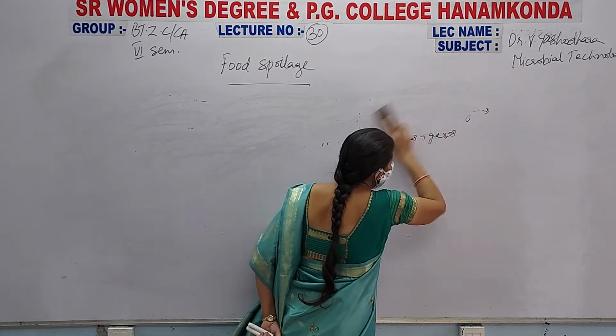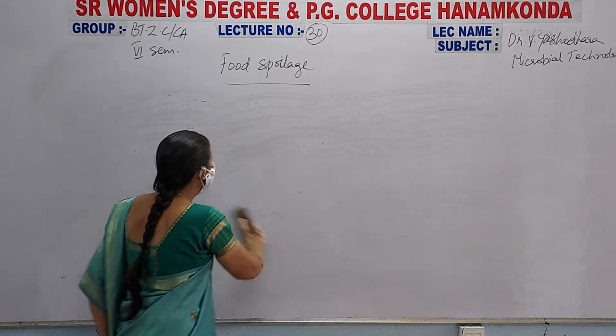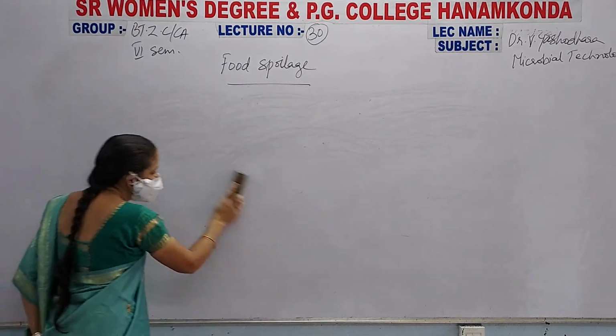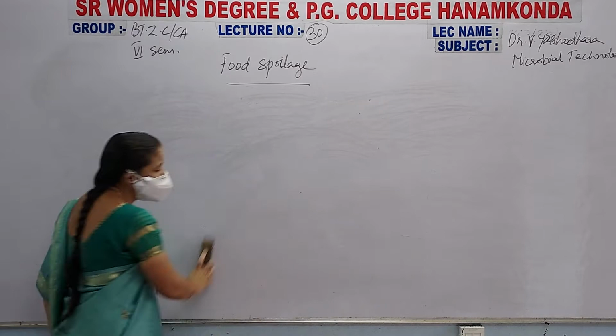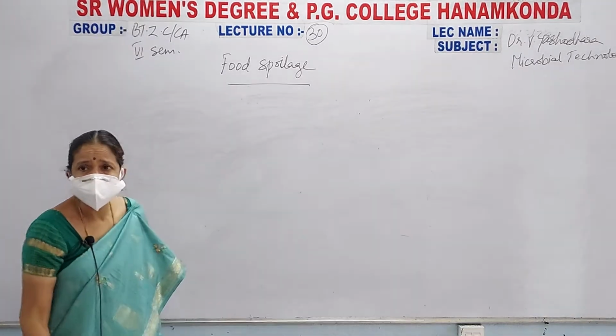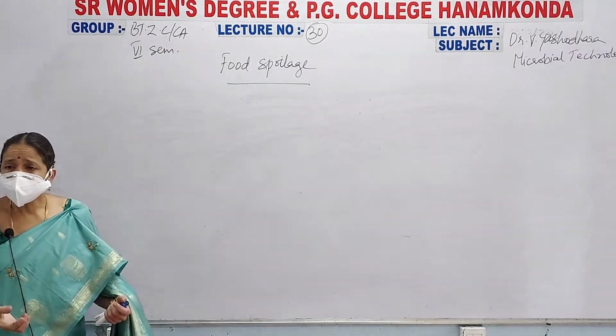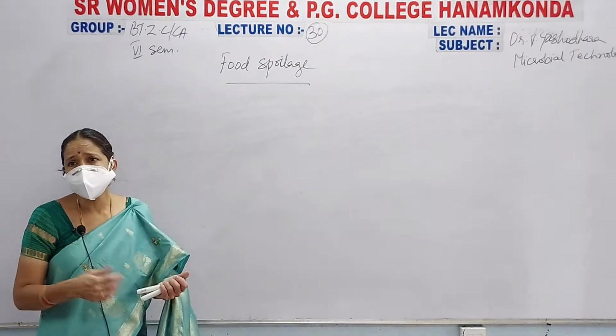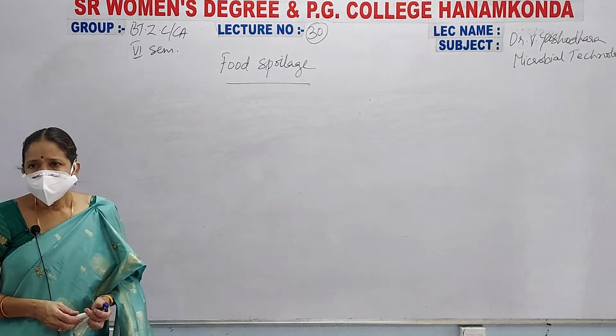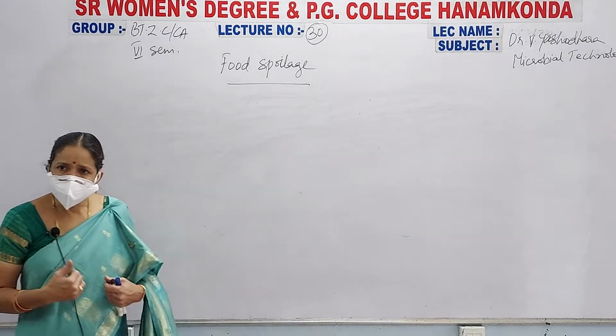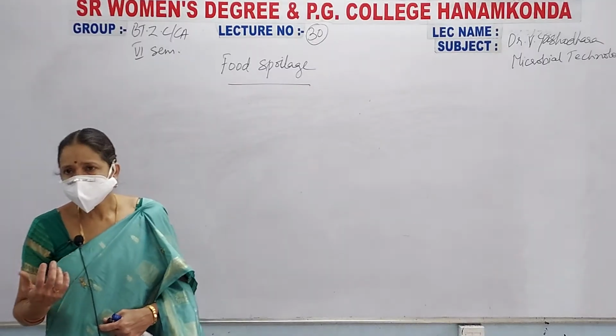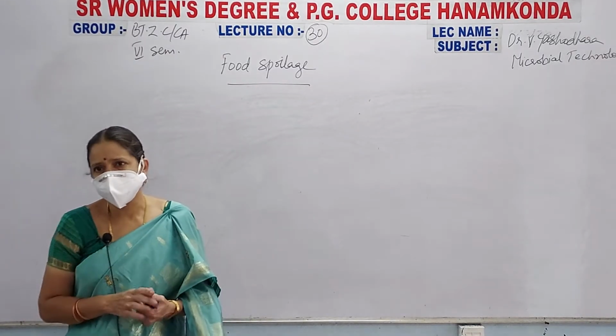Intrinsic means the spoilage of food that is taking place within the food, because the composition or chemical nature of the food is getting damaged because of the factors that are present within the food. Some of the factors present within the food are causing this intrinsic food spoilage.